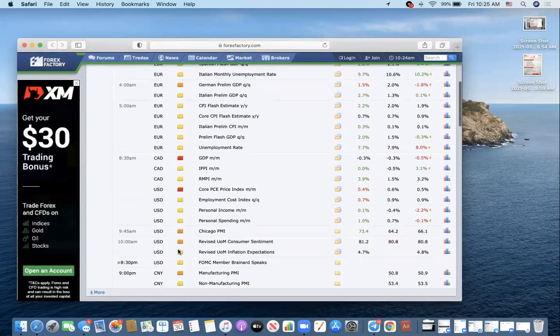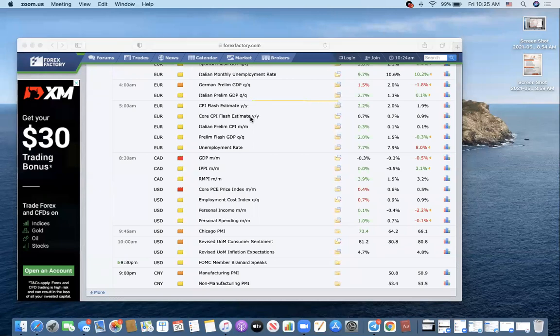you want to make sure you don't see any red folders, because that's basically telling you that the market is going to be moving very unpredictably. People are going to be buying and selling at a super fast rate. And just to give you guys a visual of why you want to trade on a yellow folder or no folder at all, is because of this, right?